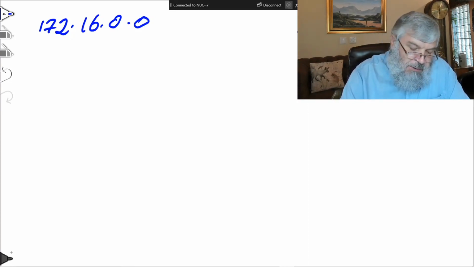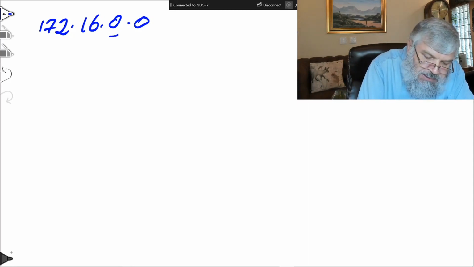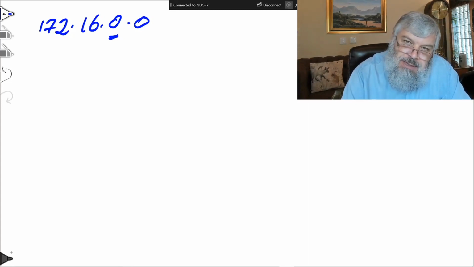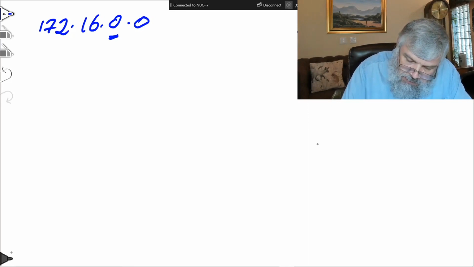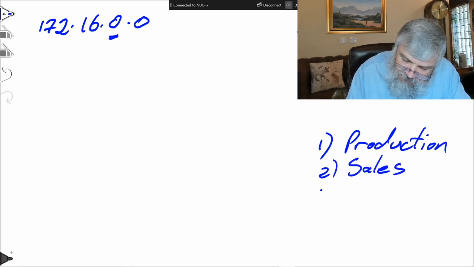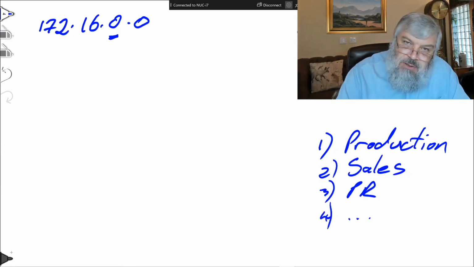So what I can do now is decide the way in which I'm going to subnet this: I'm going to use that byte to indicate the department in my company. So I may, for example, say, okay, on subnet number 1, I'm going to put, let's call it production. And on subnet 2, I'm going to put sales. And on subnet 3, I'm going to put PR or advertising or whatever. And subnet 4, I'm going to put other departments and so on.